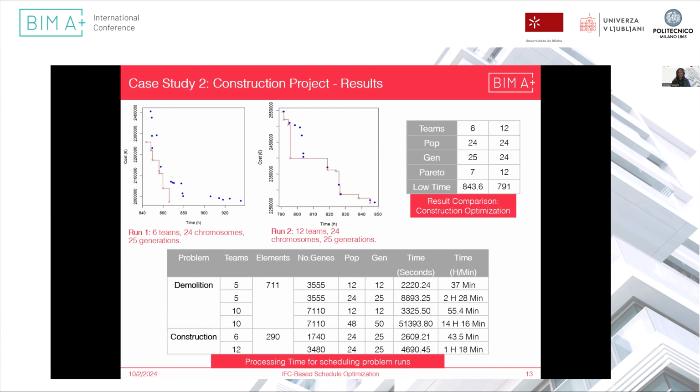The table that you can see at the bottom shows the processing time that it took. The caveat with this methodology is that it takes processing resources, and since I was using an older processor, these are the times that it took. It's very interesting to note that the most complex problem, the demolition problem, with 711 elements, a population of 48 and 50 generations, took 14 hours 16 minutes. However, if this was being done in real life on a good computer in industry, we would probably increase it to a population of 100 and 100 generations, and this would give even better results.